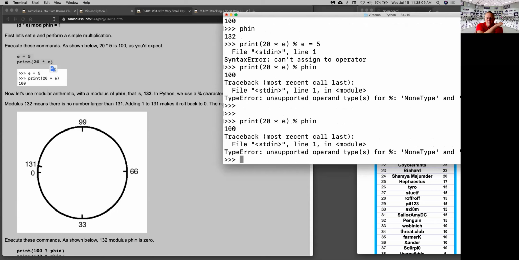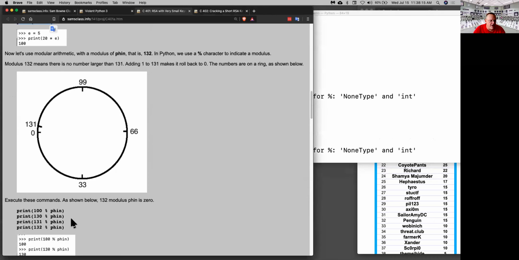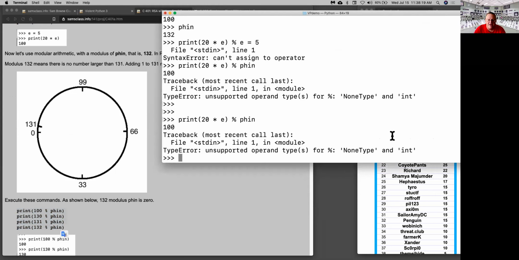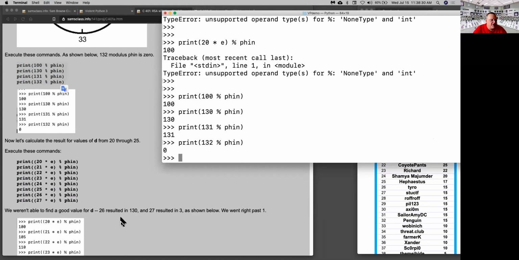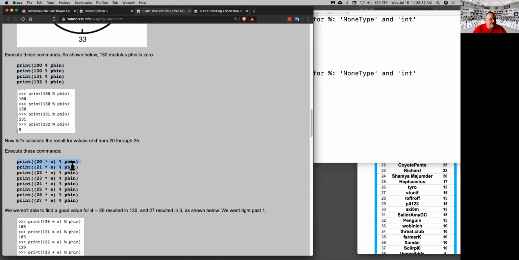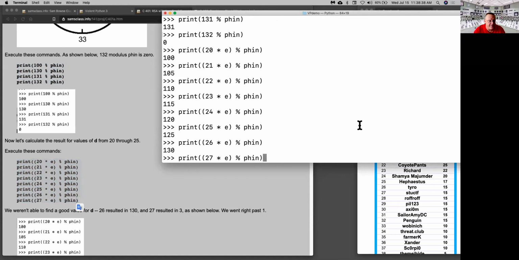Okay, and now it gave me the right answer and then complained about something, but I'm not going to worry about that. I'm going to go down here. All right. There. So you can see as I go around, 100, 130 is fine, 131 is fine, and 132 wraps around and gives you 0. So I want to find the number which you multiply E by to get 1.